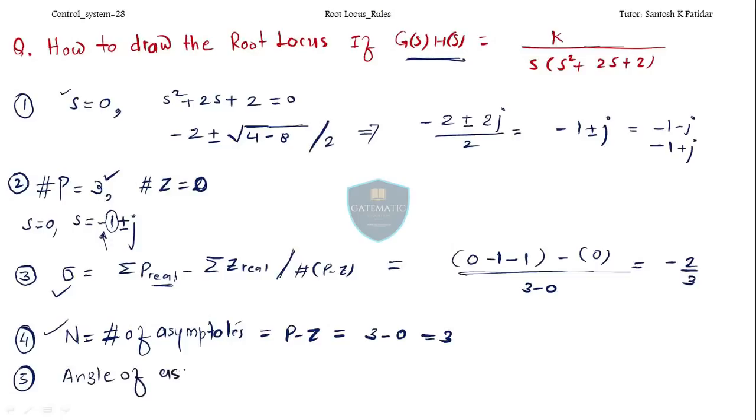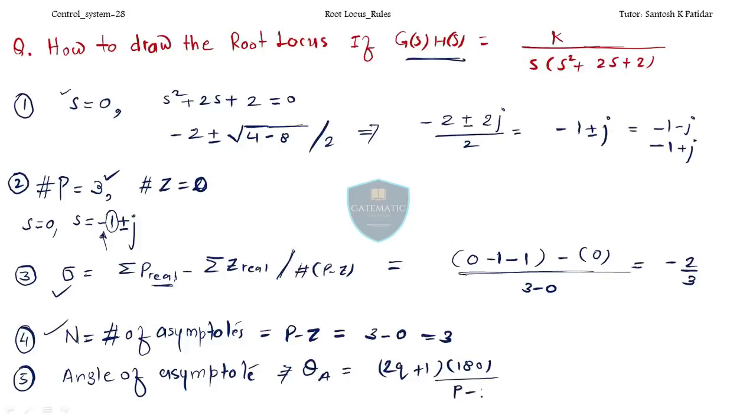Angle of asymptote. That is given by, let's take theta A, and it's given by (2q plus 1) into 180 degree divided by P minus Z, where q is from 0 to P minus Z minus 1.